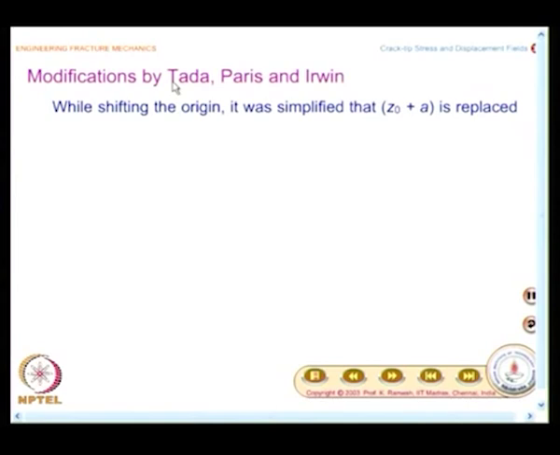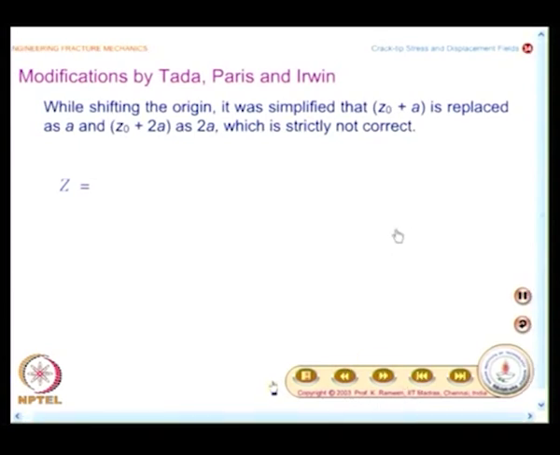What kind of attempts that they looked at? What kind of gross simplification we attempted to do? If you look at the solution development, in origin shifting what we did, we simply said z naught is much smaller compared to A. That could be relaxed, and this was done by Tada, Paris and Irwin. So, people tried all tricks that are available to them for them to correct. You have simply modified z naught plus A as A and z naught plus 2A as 2A and so on.